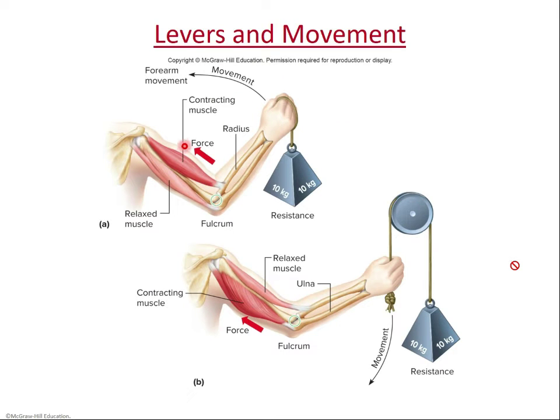Know how muscles and bones work together to form levers and help with movement. We talked about 3 different types of levers in our class, where depending upon where the muscle is attached, how it is pulled, and where the force comes from, that will help with movements. So bones and muscles work together as levers to help with movement.